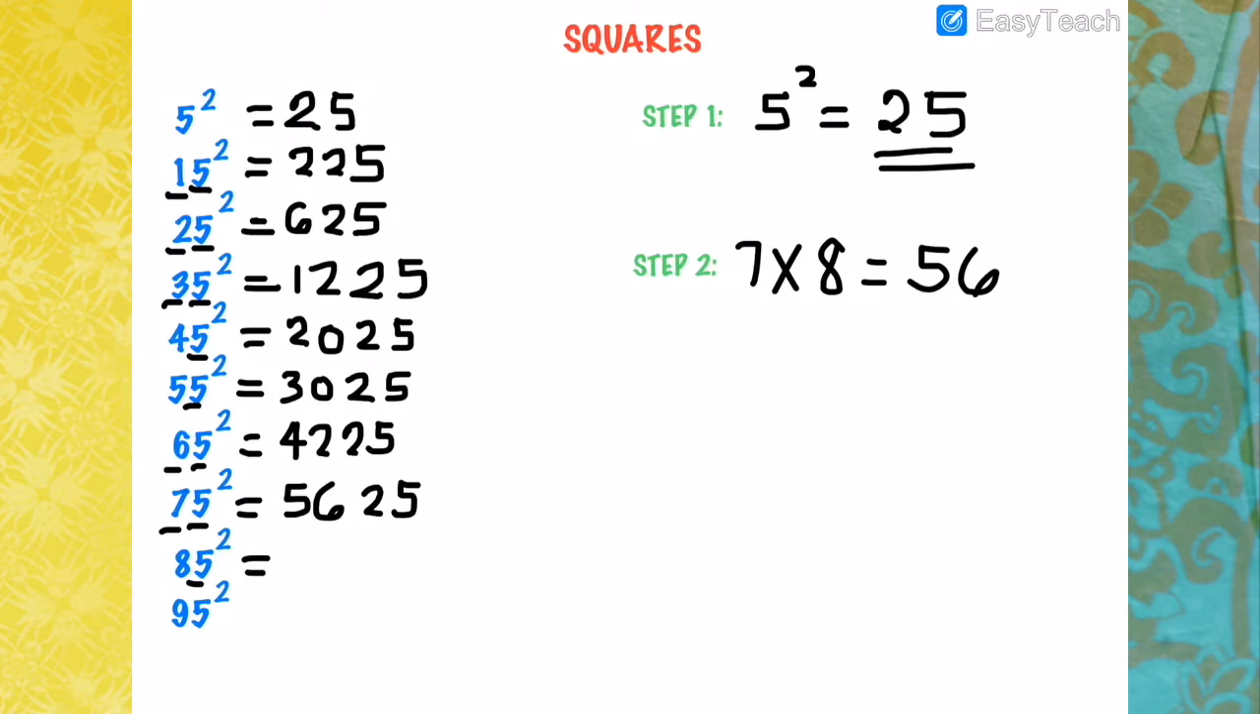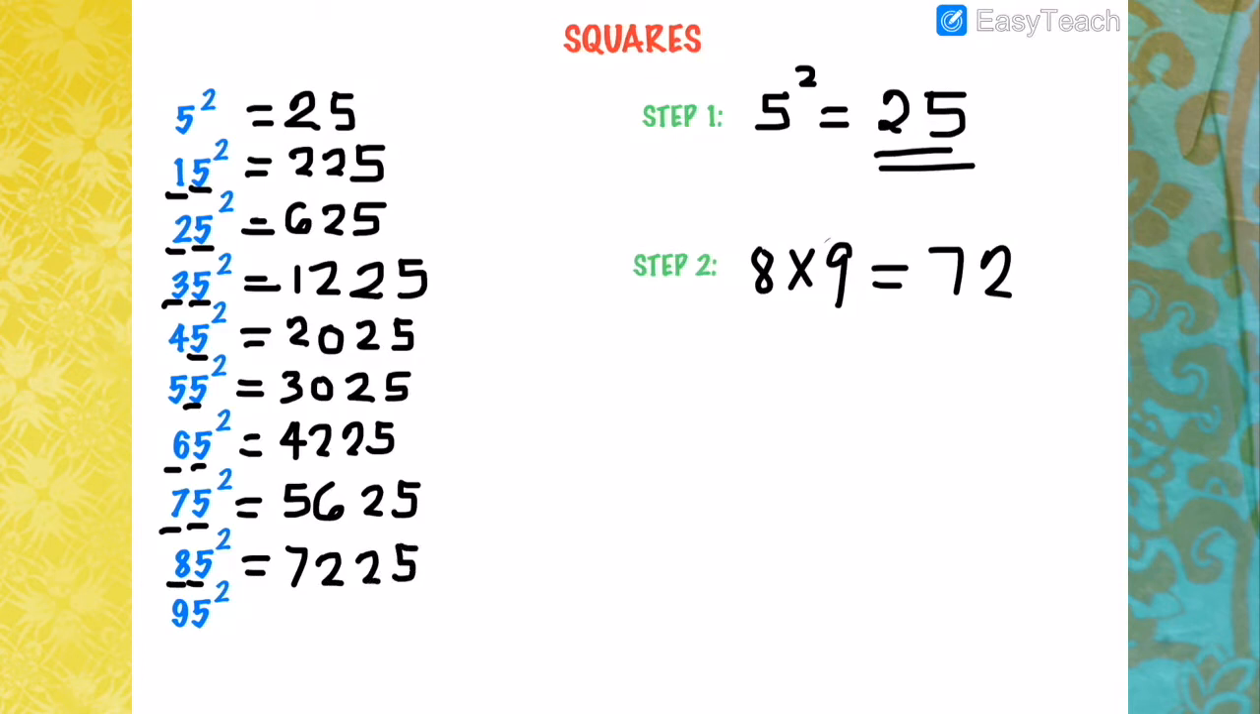Now let's continue. Again, the square of 5 is 25, and then the next number is 8, which we will multiply with the number after that, which is 9. 8 times 9 would be 72. Therefore, 85 squared is 7225.